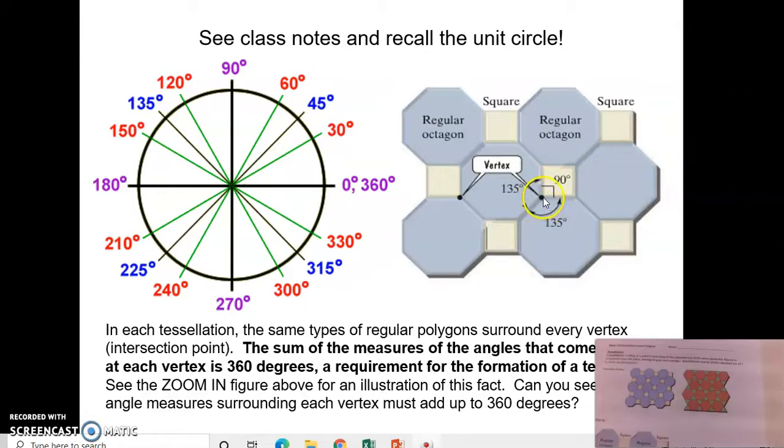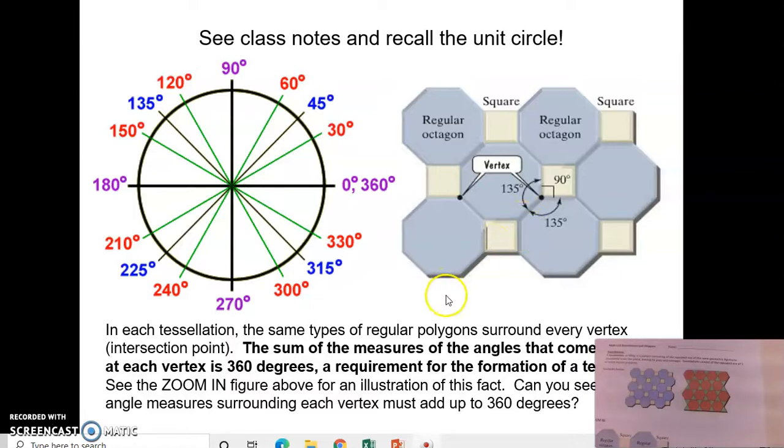So in each tessellation, the same types of regular polygons surround every vertex, the intersection point. Remember, this point, that's a vertex. This is a vertex, if you can see my mouse. I have vertexes everywhere, and for a tessellation, I'm going to have the exact same shapes coming together at every vertex.